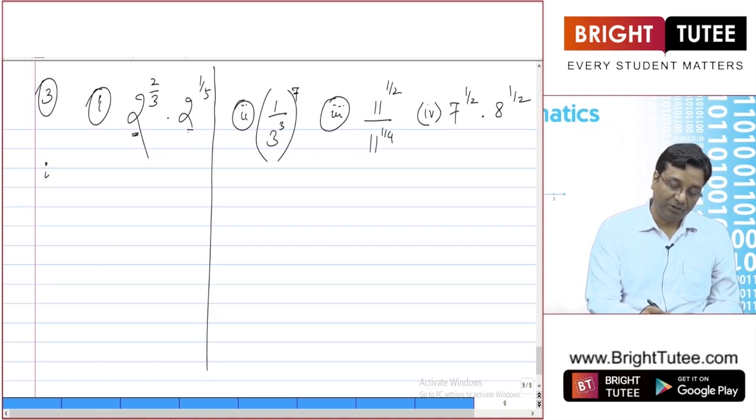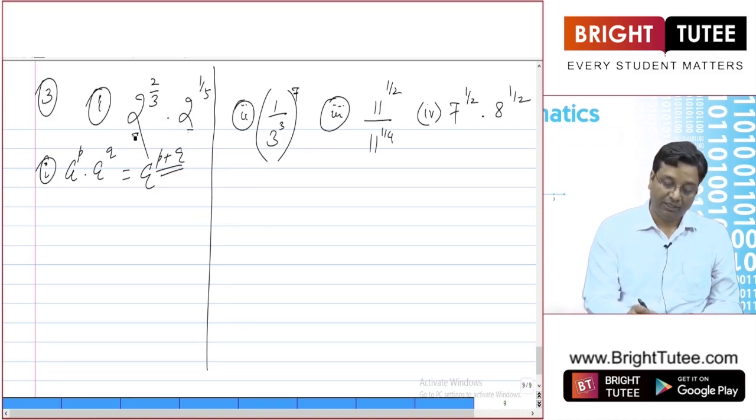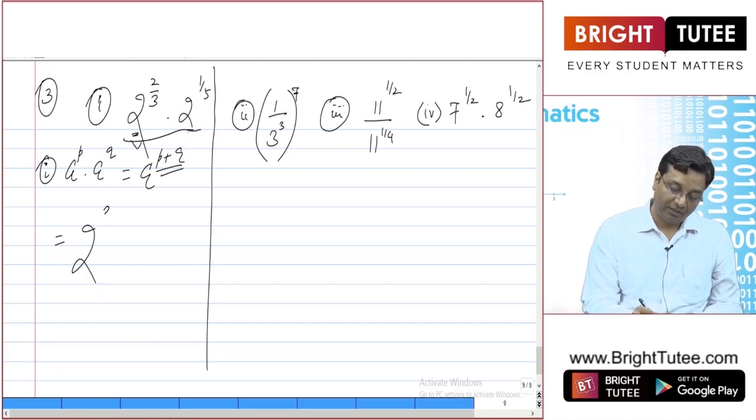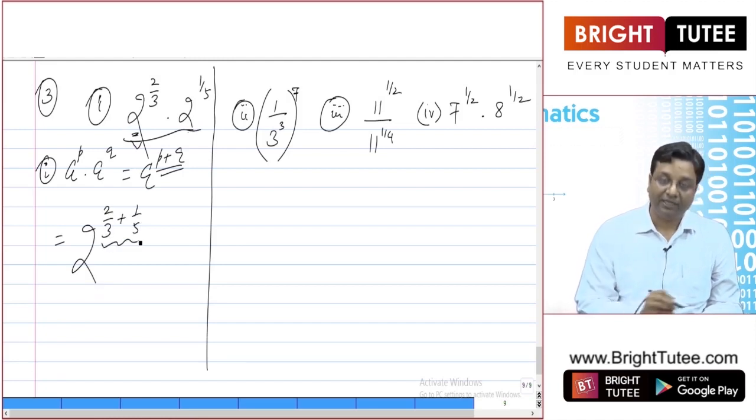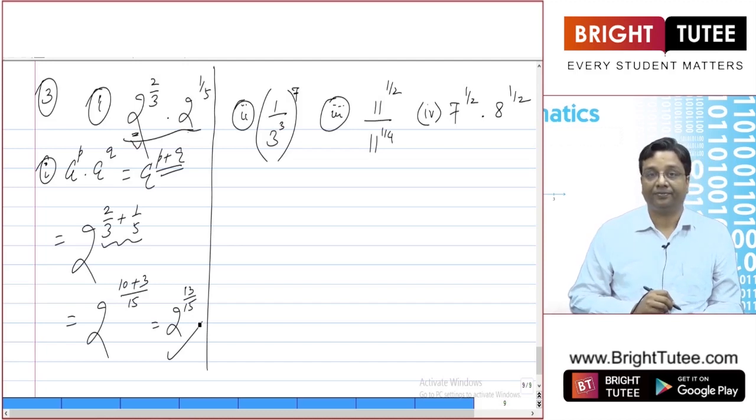So the rule that I am going to use here is rule number 1 that we wrote: a raised to power p into a raised to power q can be written as a raised to power p plus q, where p and q are rational numbers. So this here can be written as 2 raised to power 2 by 3 plus 1 by 5. Now you just have to simplify this one. So this can be simplified like this, 2 raised to power 10 plus 3 by 15. So 2 raised to power 13 by 15 is your answer.